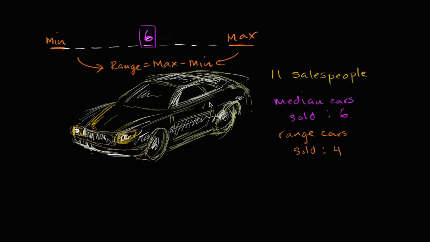This range is 4. So the maximum minus the minimum, the difference between the number of cars that the most productive salesperson sold and the number of cars that the least productive salesperson sold, that difference is going to be 4.